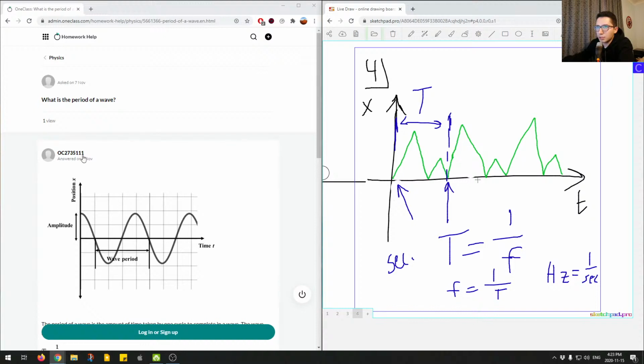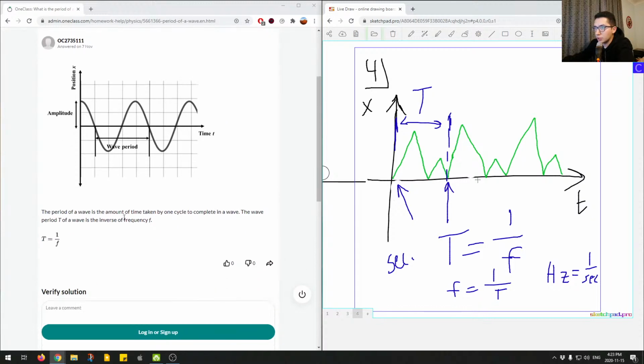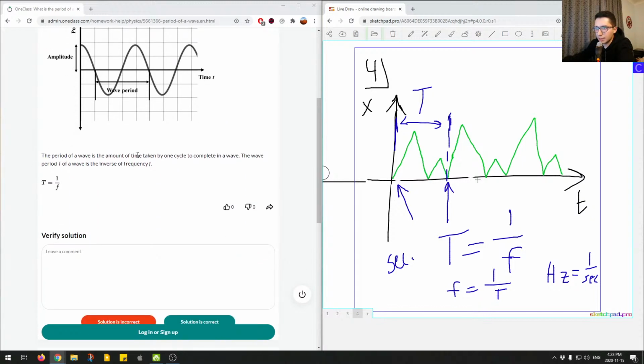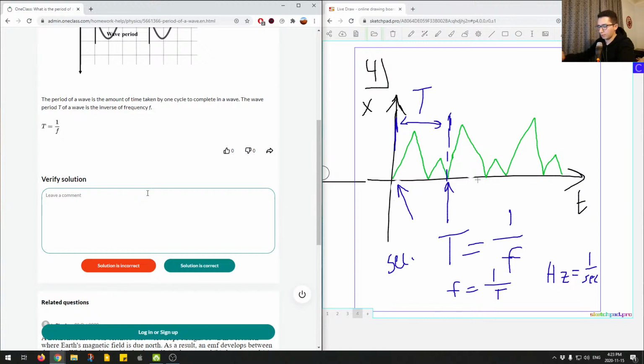So that's a general overview of what a period in a wave is, how to get it from a graph, the units used to calculate it, and how it relates to frequency. So, great explanation. Answer correct. We'll mark this answer as correct and move on to the next question.